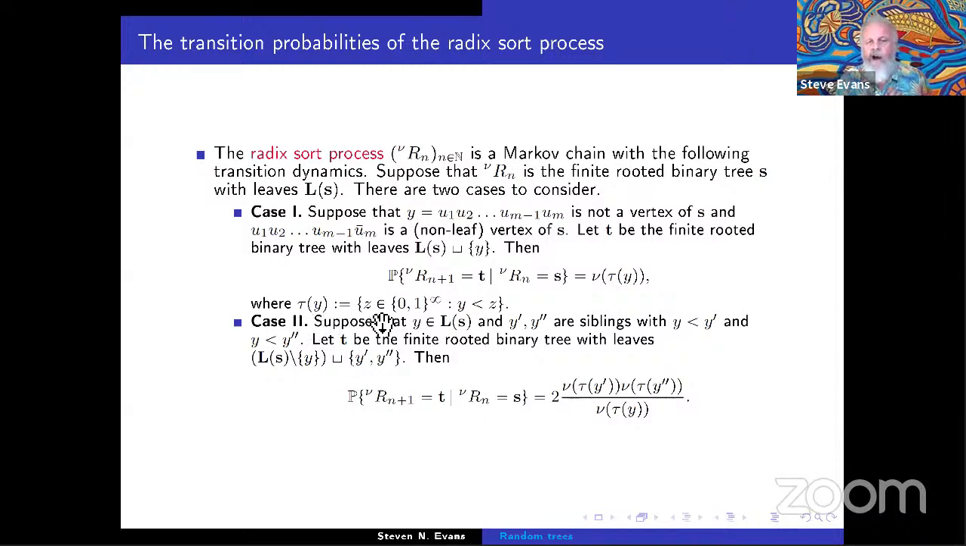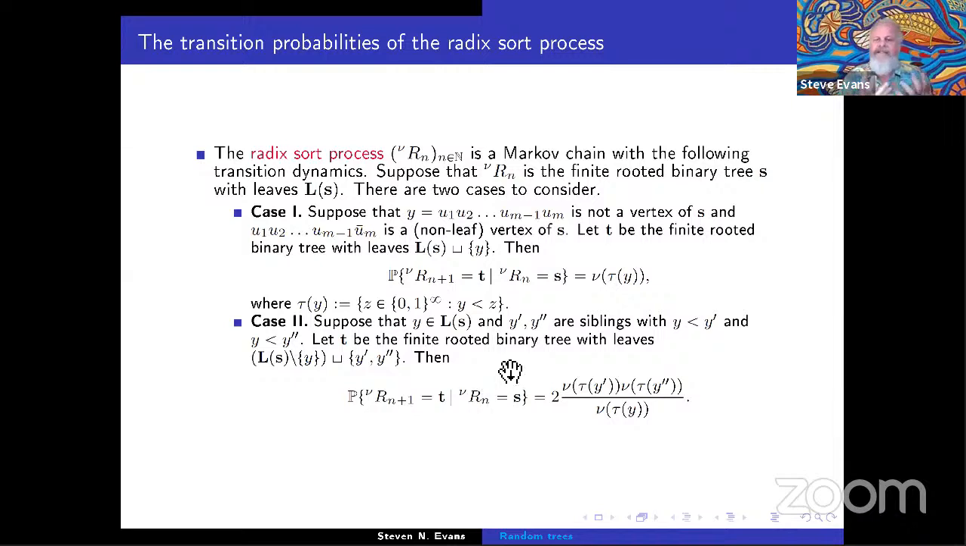So we let tall y be the set of infinite words that start with the finite word y. And so the probability of this happening is the new measure. Remember, nu is the probability distribution of the successive infinite words z1, z2, and so on. You've got to be picking Zn plus 1 from this set here.